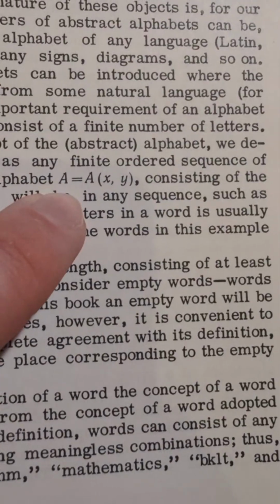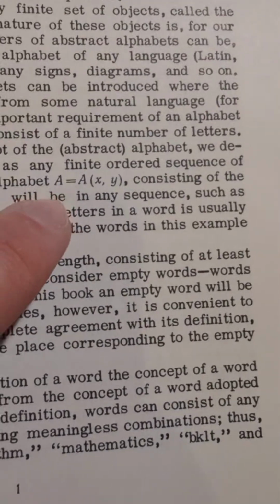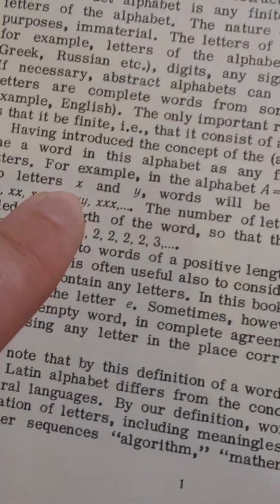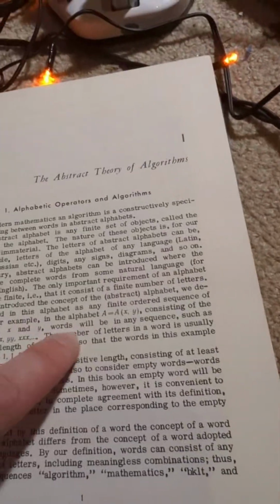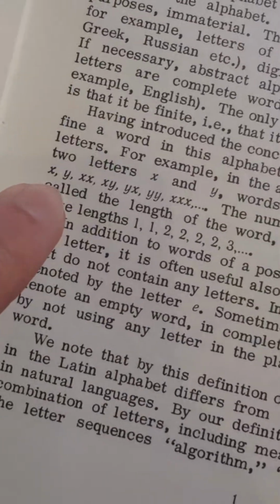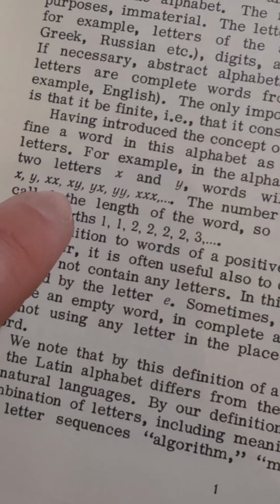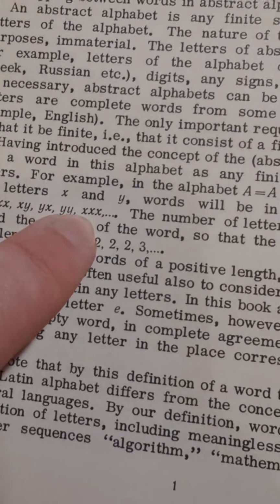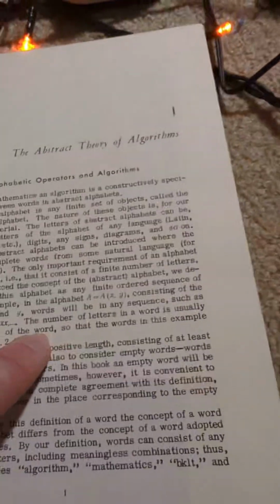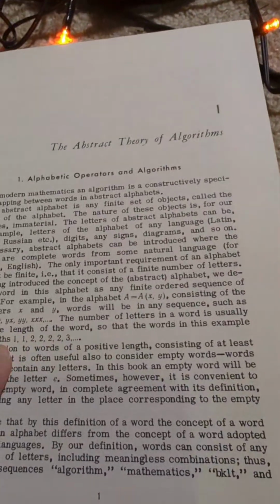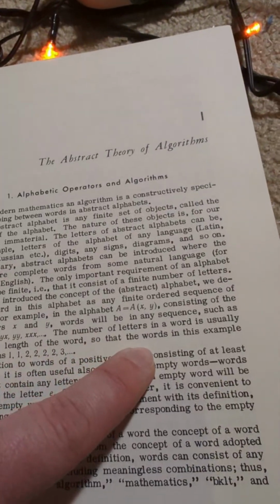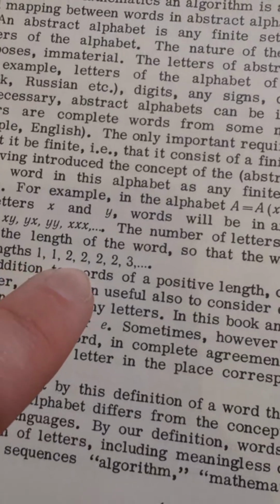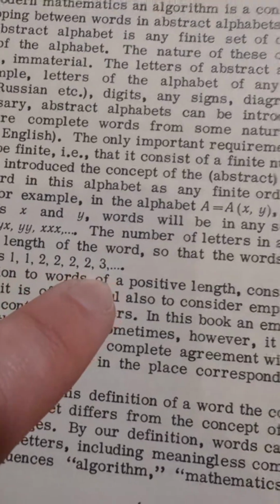For example, in the alphabet A equals {X, Y}, I'm probably not saying that right, consisting of the two letters X and Y, words will be in any sequence such as X, Y, XX, XY, YX, YY, XXX. The number of letters in a word is usually called the length of the word, so that the words in this example have lengths 1, 1, 2, 2, 2, 2, 3.